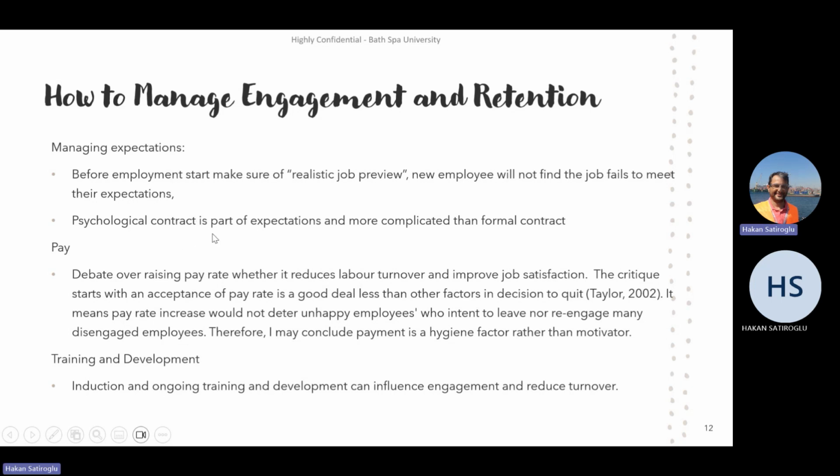And the psychological contract is part of expectations we saw last week, and it is more complicated than a formal contract. This is really important. And pay is the second one. So you can improve engagement and retention by giving a really competitive pay rate. There is a critique about this one: pay rate is a good deal, but less than other factors in the decision. There is another piece of research, and I think it is still relevant. It means a pay rate increase wouldn't deter unhappy employees who intend to leave, nor re-engage many disengaged employees.